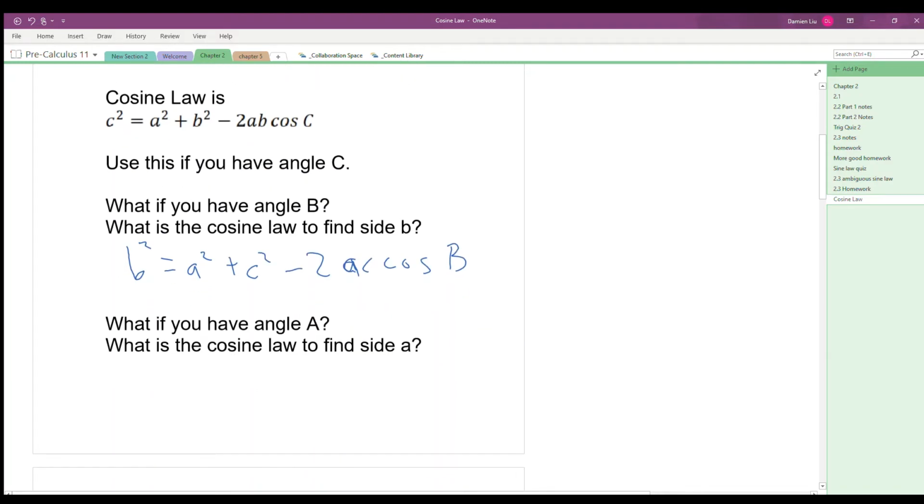All right, what if you have angle A? I gave you the original formula, and now I've given you how to come up with the formula if you have angle B. What if you have angle A? Do you think you can do the rest of it? If you got that, you did come up with the rest of it and you got it right. A squared equals B squared plus C squared, take away 2 times B times C cos A.